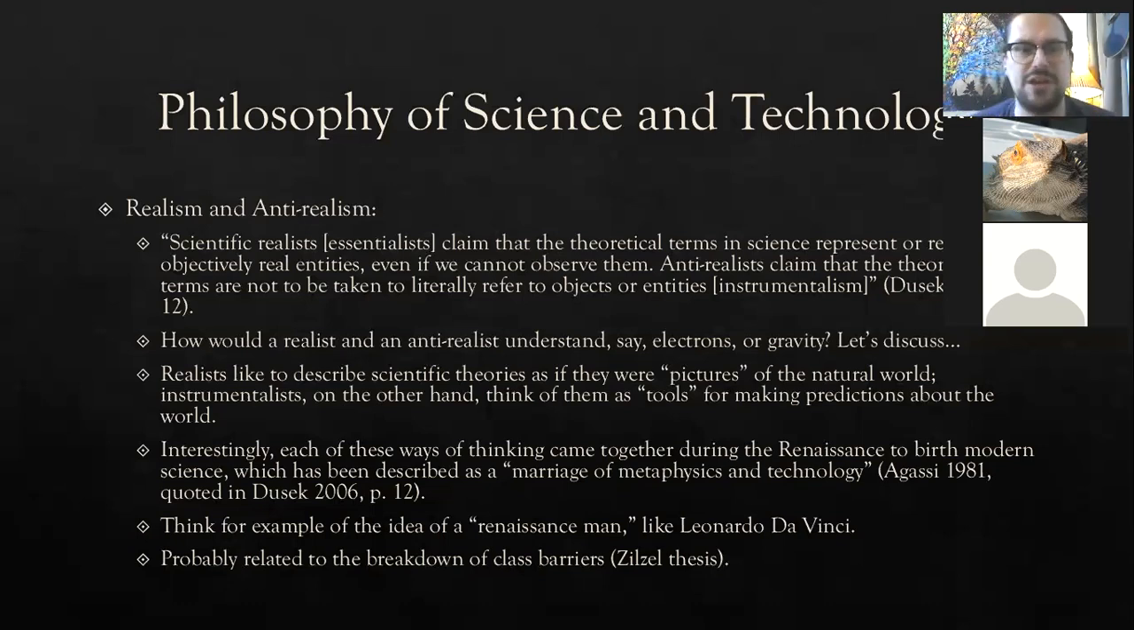Now we left off here, and I just want to recap this entire slide quickly, because we're going to come back to realism, anti-realism, and instrumental realism by the end of the chapter. Instrumental realism is interesting, but to understand that, we need to recap these. So what does Dusek say about realism?